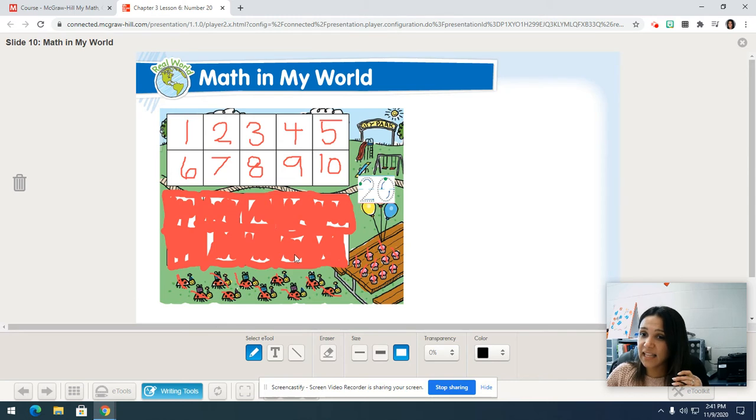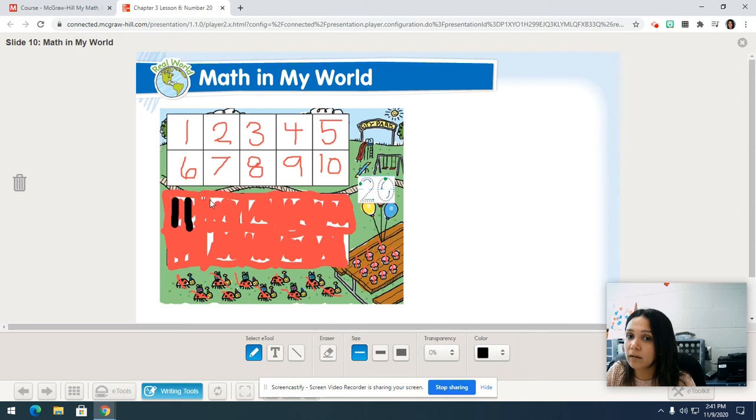We have 10 ladybugs plus 10 cupcakes. How many total do we have all together? 10 plus 10 equals, let's find out. We need to count our blocks now, okay? So we have 10. Well, 10 plus 1 more is what? 11. Good. Let's keep going.